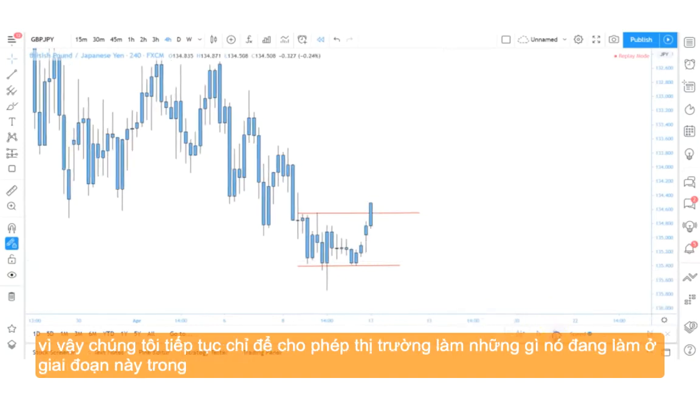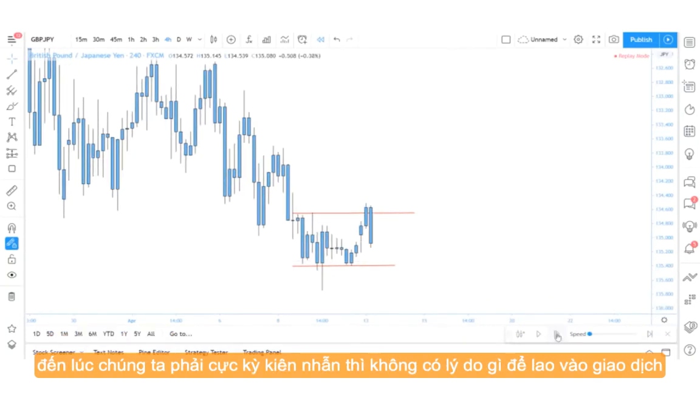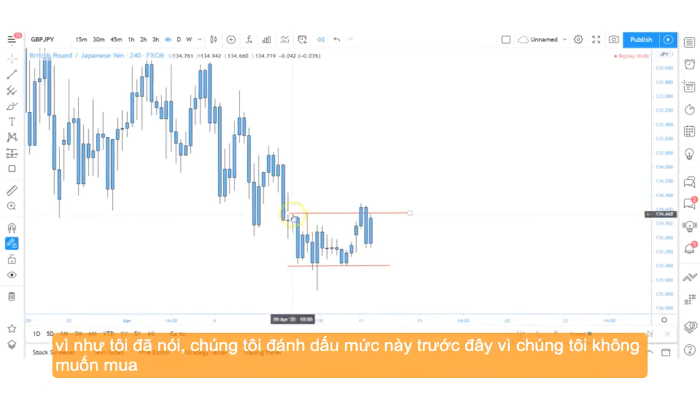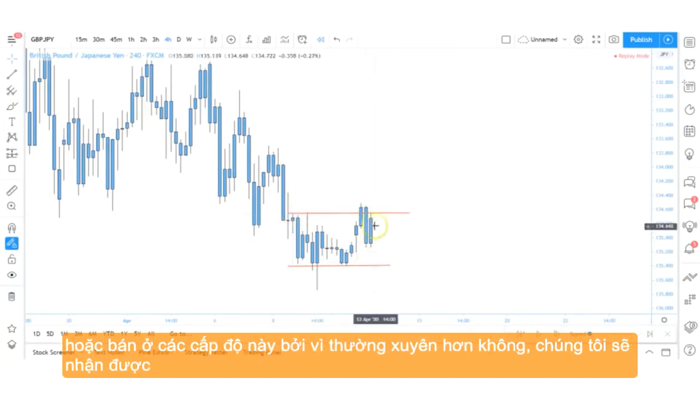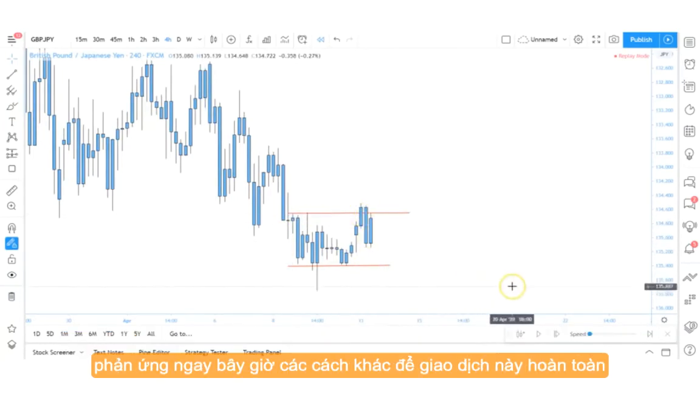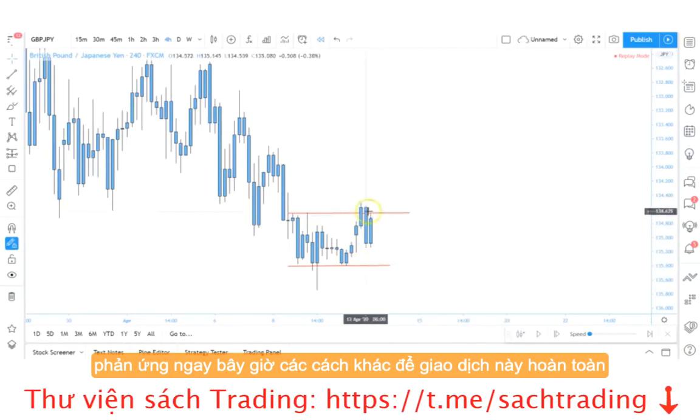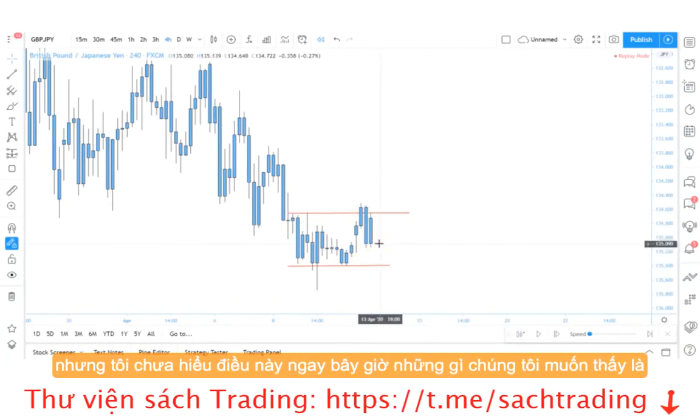So we continue just to allow the market to do what it's doing. At this stage in time, we have to be super patient. There's no point rushing into trades, because as I said, we marked this level up previously because we don't want to buy or sell into these levels, because more often than not we're going to get a reaction. Now are there ways to trade this? Absolutely, but I'm not going into understanding this right now.